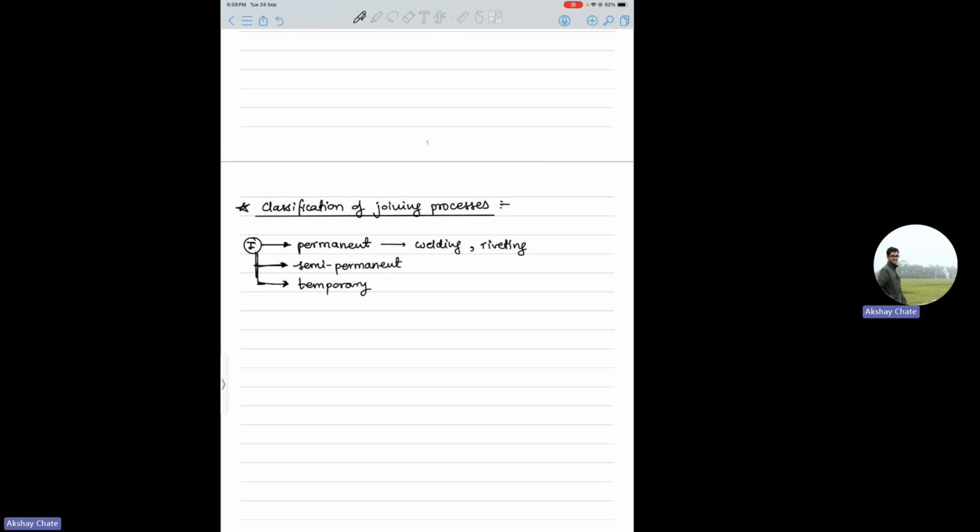Okay, so there could be others. I'm not saying only these two are there. Just for the sake of completion, I'm trying to give the wide range of applications. Semi-permanent, this could be brazing, soldering, etc. So what happens in these kind of brazing, soldering kind of things, sometimes press fit, etc.